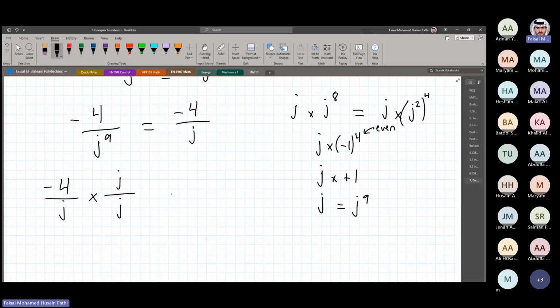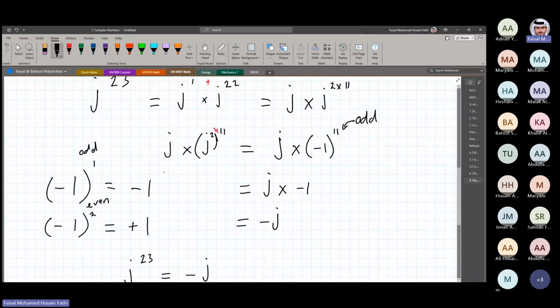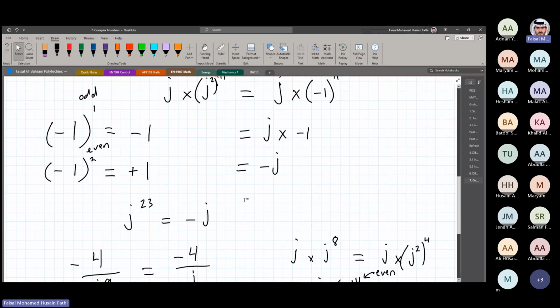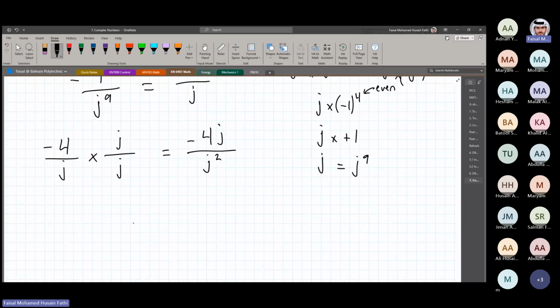But what do we know? This will give us minus 4j over j squared. We already know j squared is equal to what? What is j squared equal to? It's equal to minus 1. Keep in mind, j, all it means is the square root of minus 1. So j squared is going to be equal to minus 1. That's it.